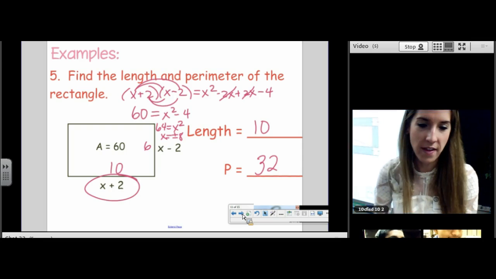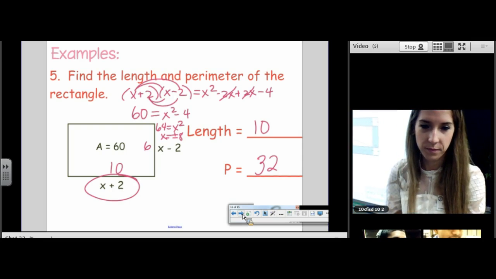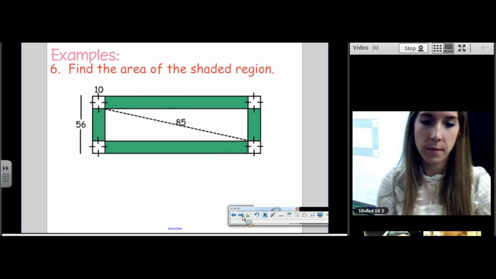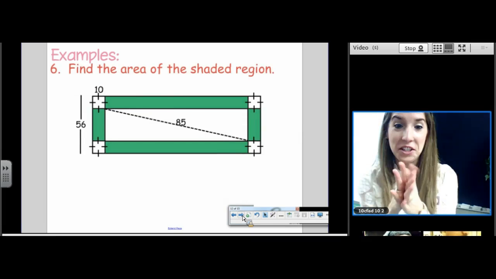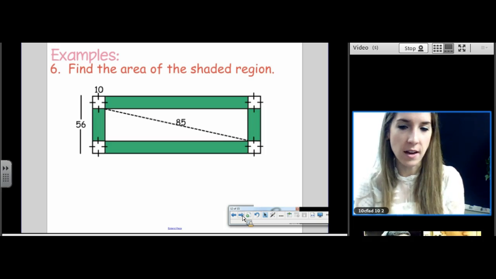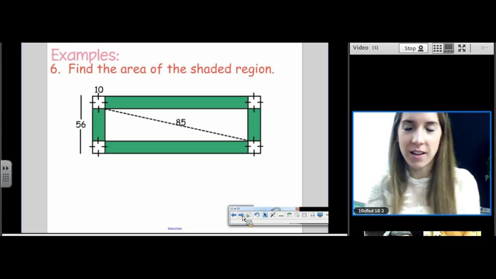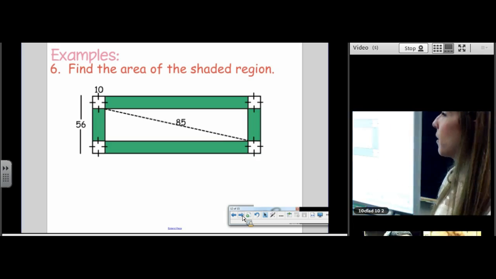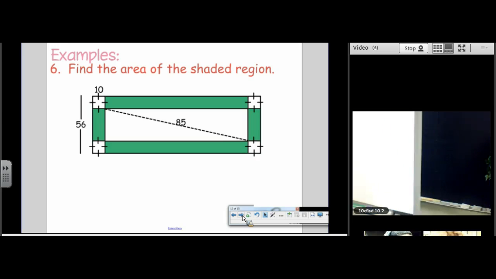Whoa. Try that one. All right, so we need to find the area of the shaded region. Those regions are just rectangles, right? They're not that scary. It's just 4 rectangles and we have 2 pairs of congruent rectangles. So we just need to find the length and the width. So I know that this is 10 and this is 10. So I know that right there we have, what, 36? That means this is 36.